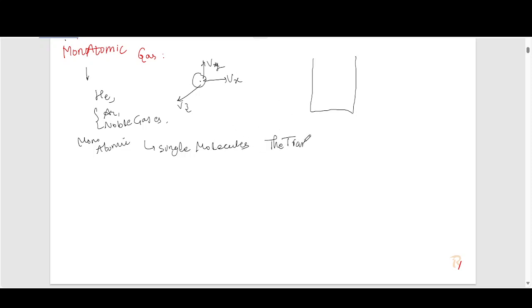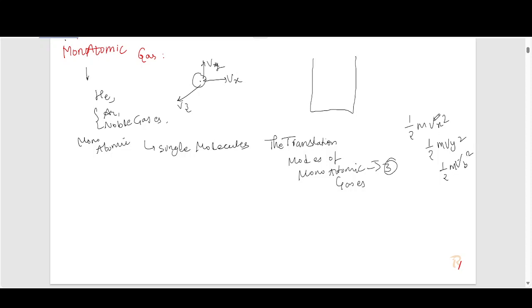The translational modes of monoatomic gases are three: half m vx square, half m vy square, half m vz square.